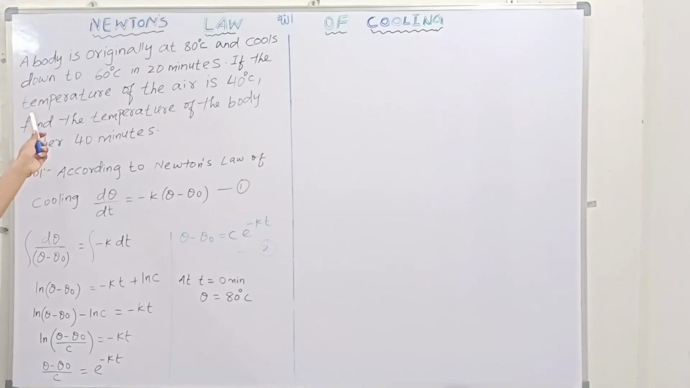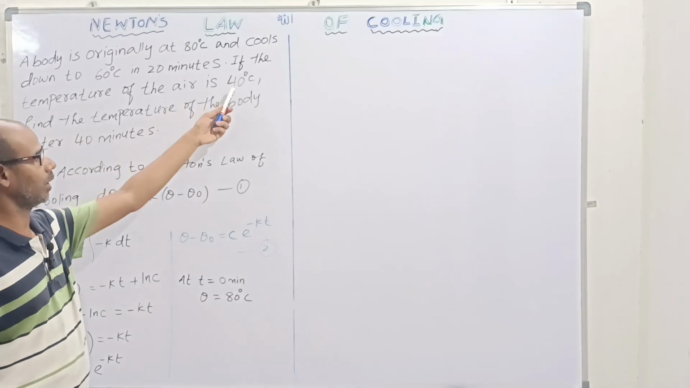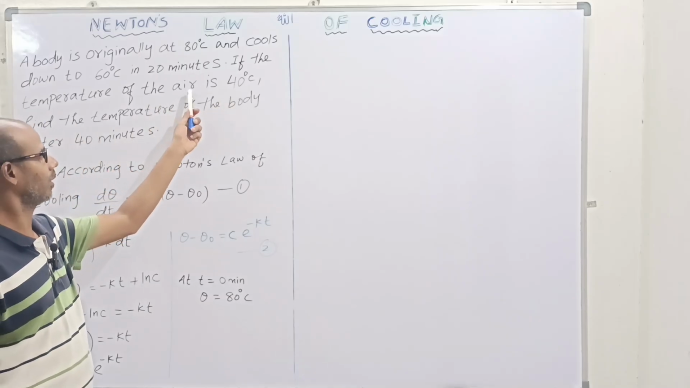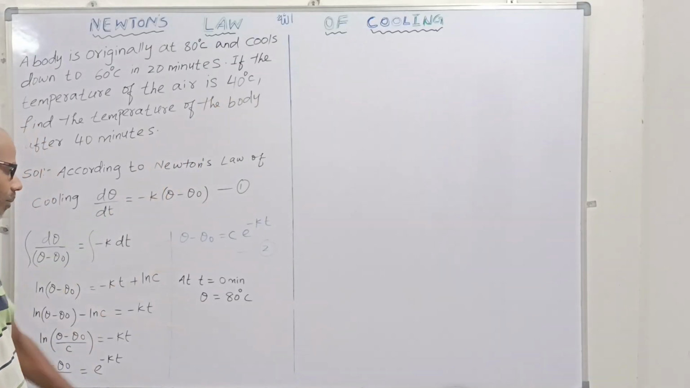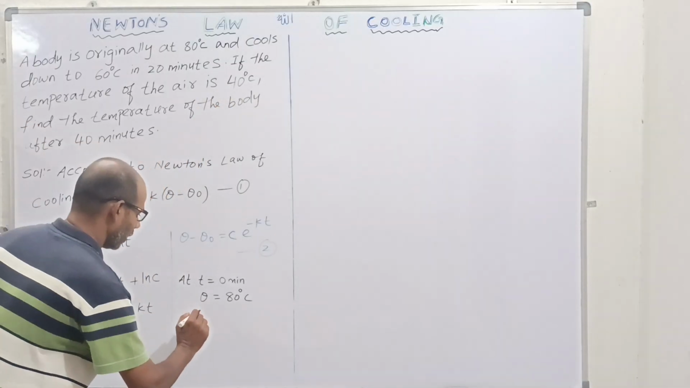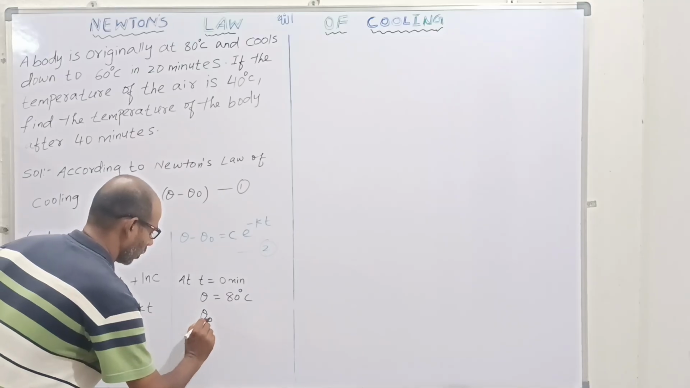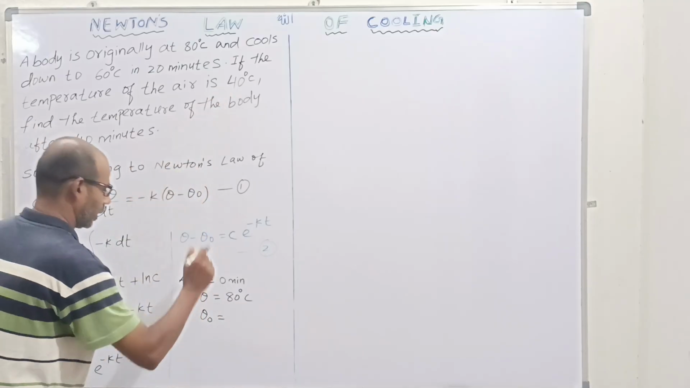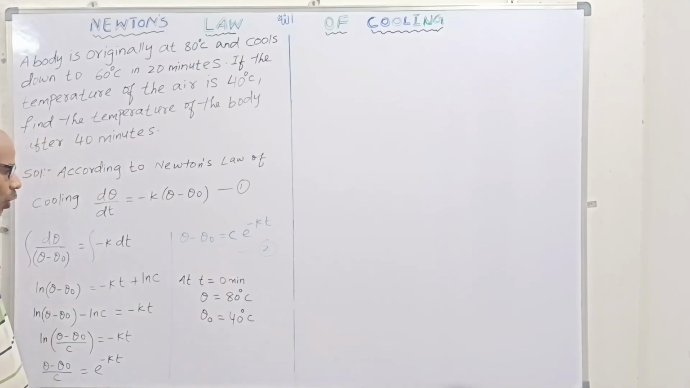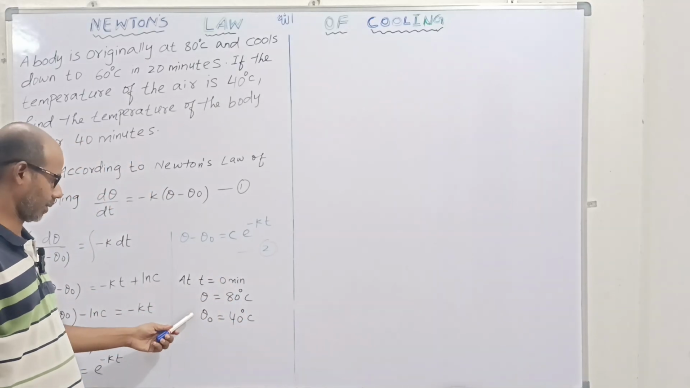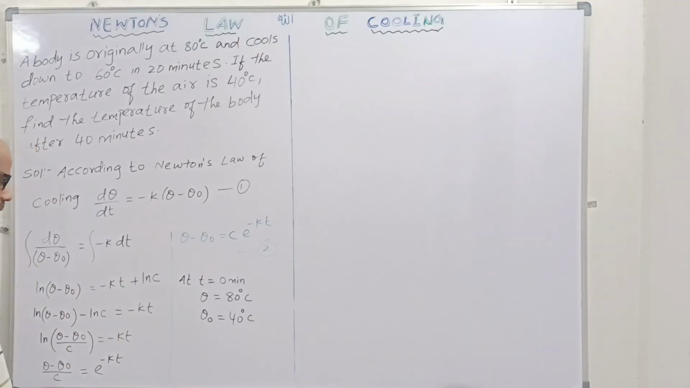Now, the temperature of the air is 40 degrees centigrade, which means the temperature of the surrounding medium. So theta naught is equal to 40 degrees centigrade. Now we will put these values in the equation.